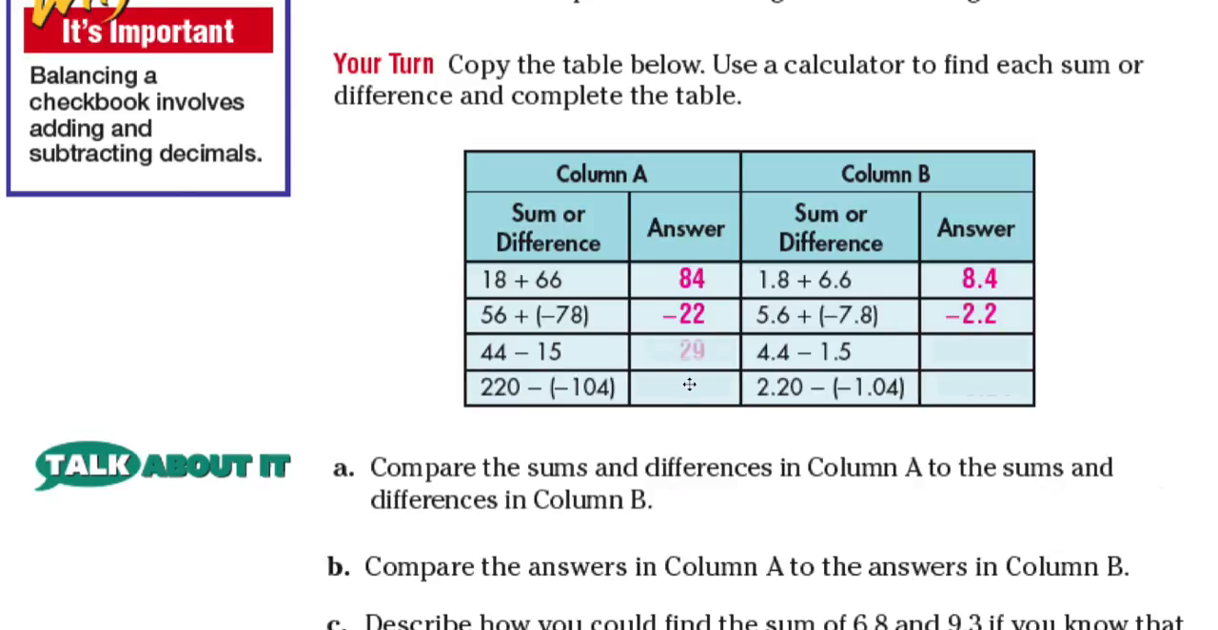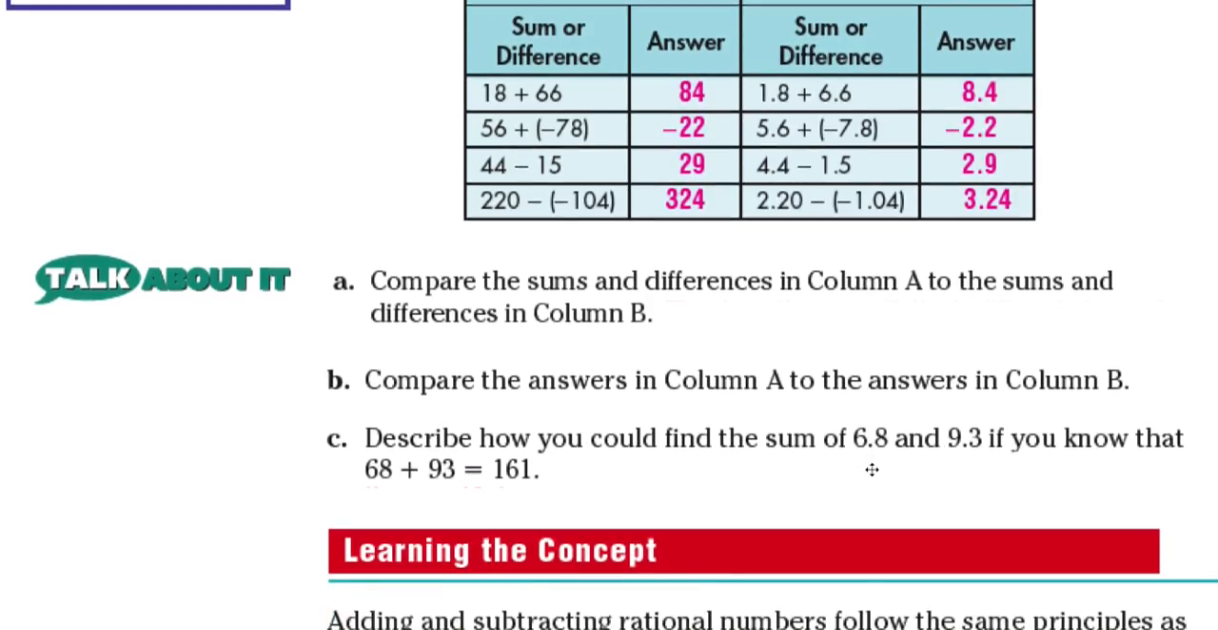You get 44 minus 50 in your calculator. That should give you negative 6. And following the pattern, you know that 4.4 minus 5.0 will give you negative 0.6. Then you have 220 minus negative 104 in your calculator, which is the same as 220 plus 104, and will give you 324. And this time with decimals, 2.20 minus negative 1.04 will give you 3.24.